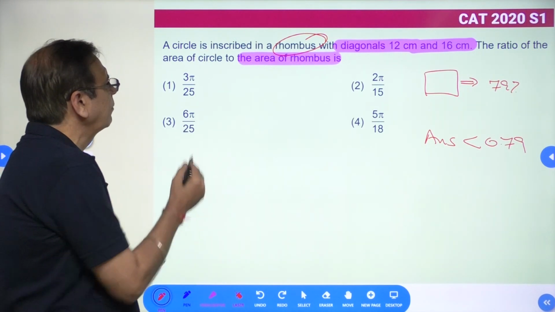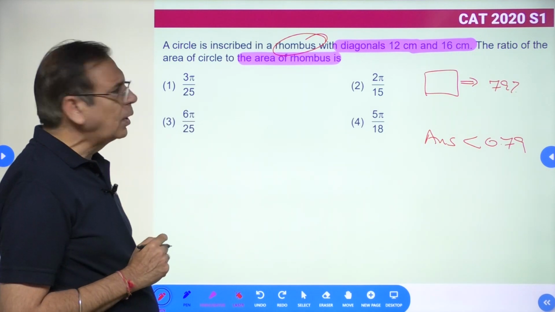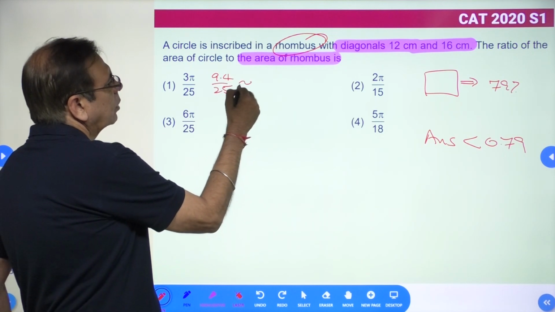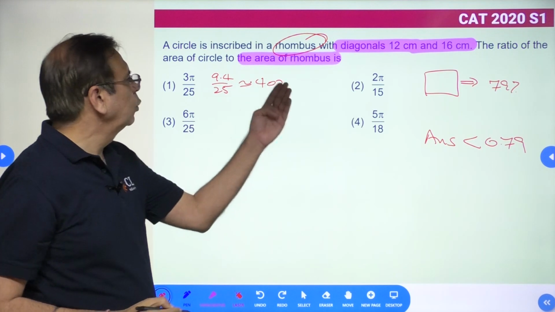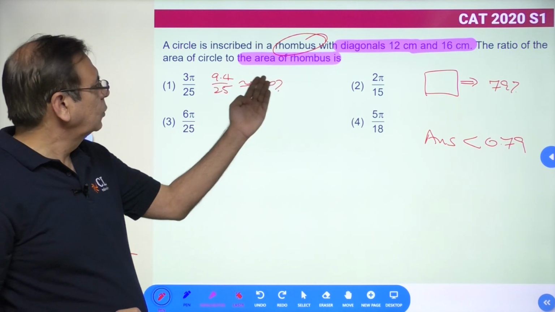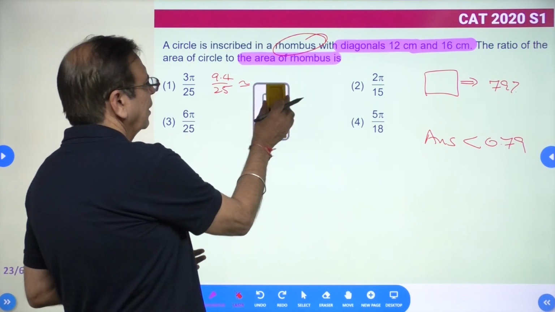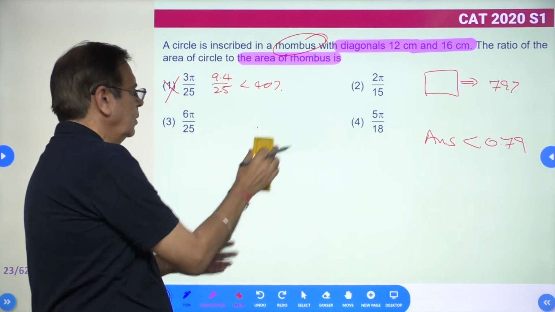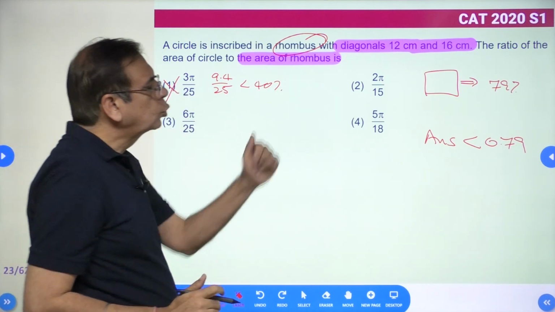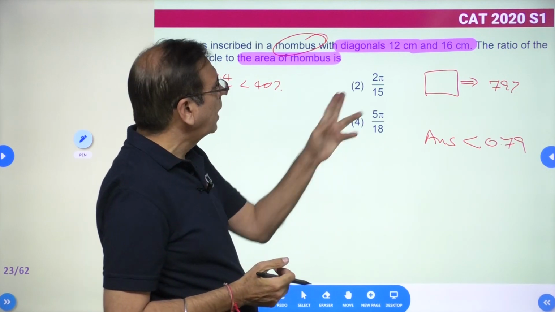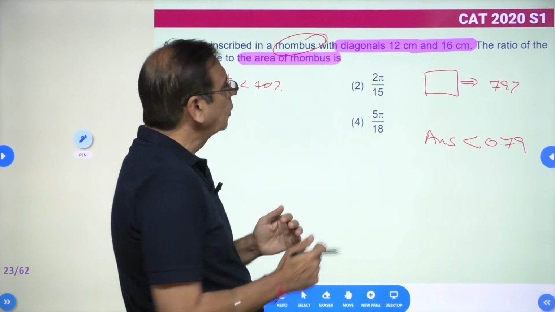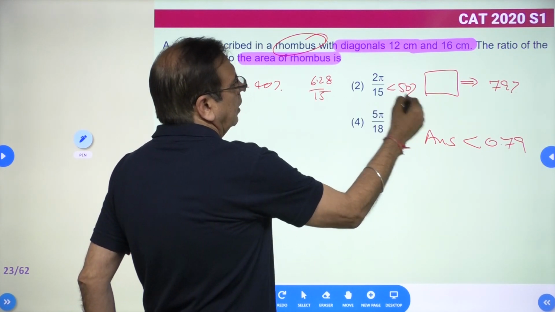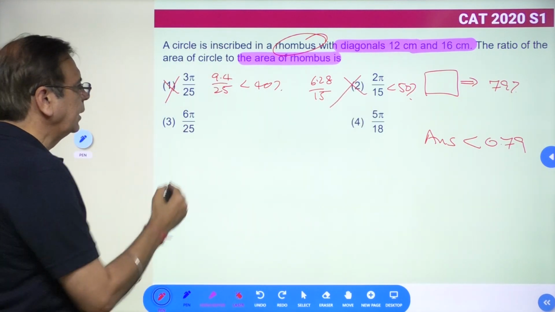What is choice 1? 3 pi by 25. Pi is nothing but 3.14, 9.42. So it is approximately 9.4 by 25, which is approximately 40%. 25 into 4, 9 into 4, 36. 0.4 into 4 is 37, 38% actually. So this is going to be less than 40%, wrong choice. Okay. Choice 2, 2 pi by 15. 2 pi will be 3.14 into 2, 6.28. 6.28 upon 15. This is less than 50%. Wrong choice again.